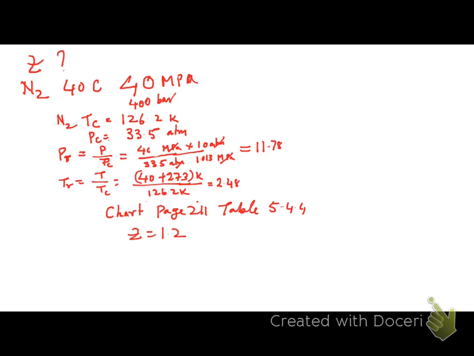Once we get Z, it's very simple. Now you can use the same equation that we have been using, PV equal to nRT, but add Z there: PV equal to ZnRT. Z will be 1.2. If we want to calculate the volume or whatever we need to calculate, we can use the same equation here. All right? Are you guys with me?